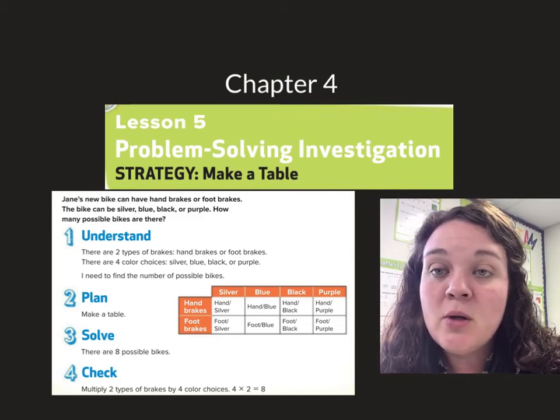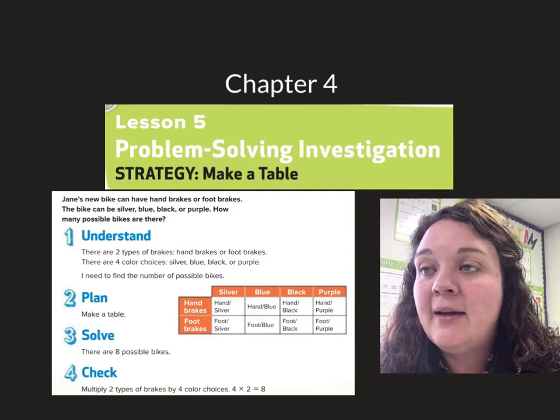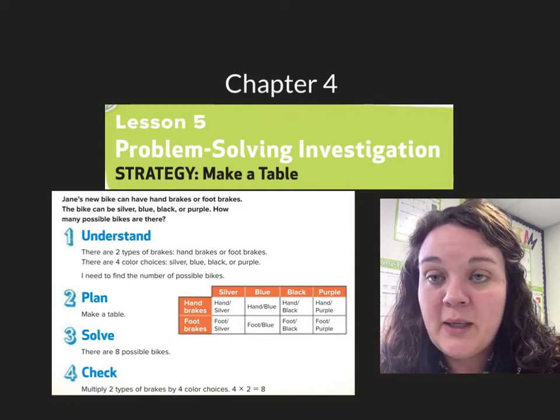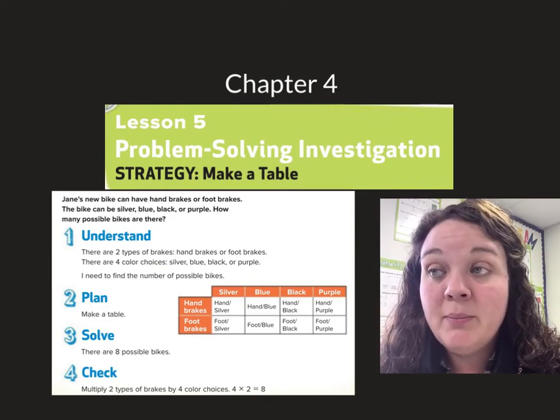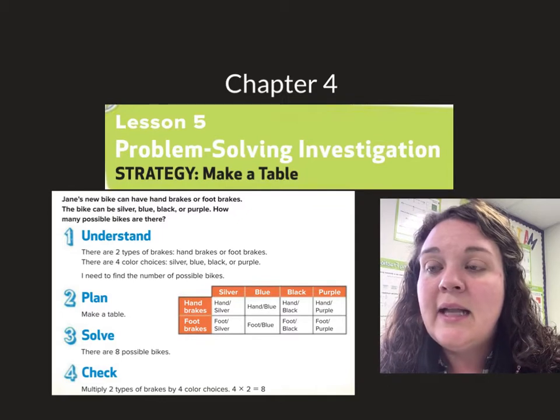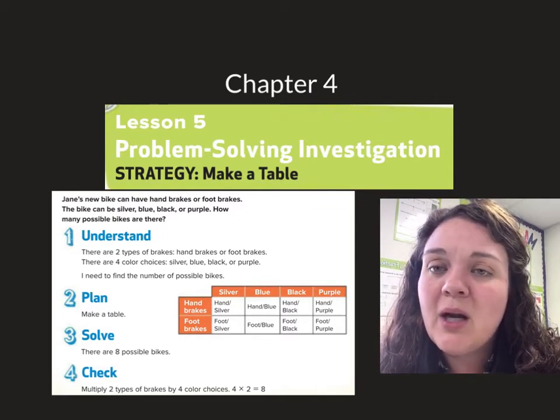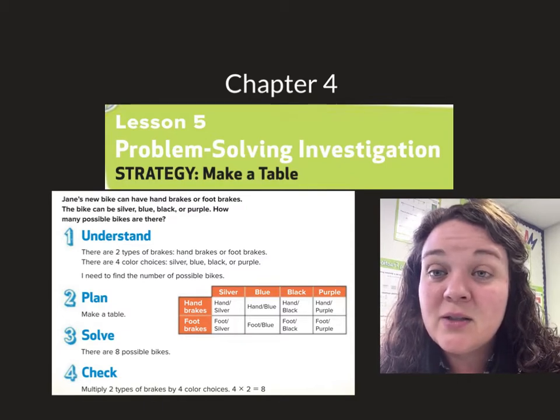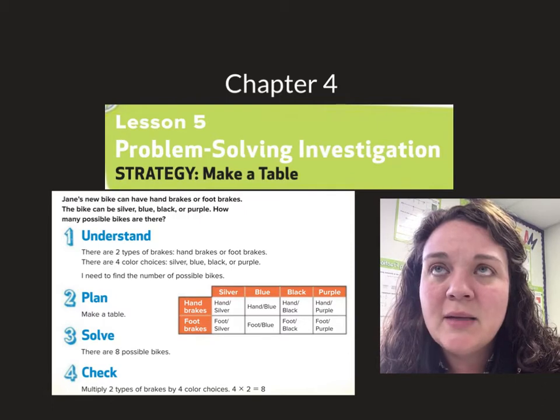So I just wanted to pull a quick example here that says Jane's new bike can have hand brakes or foot brakes. The bike can be silver, blue, black, or purple. How many possible bikes could there be? Now, these are called combinations, and we're going to talk more about combinations specifically next lesson. But today we're just going to study how tables work.